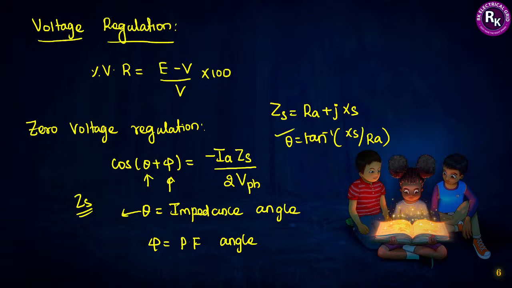Whereas phi stands for the power factor angle. Power factor angle means, based on the nature of the load, between your current and voltage you will have a certain phase angle. That is called the power factor angle. So you must keep your attention on that power factor angle. So for your understanding, let me quickly draw the phasor diagram.